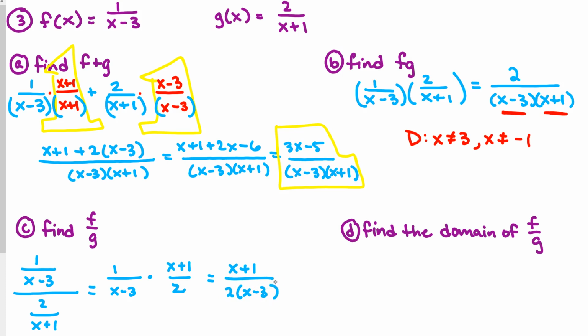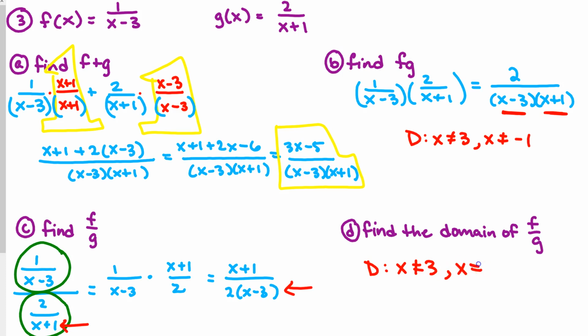Okay, what about the domain of f over g? Well, let's take a look at f over g. If you look at the final answer, it looks like the only thing we need to worry about is x equals 3. So we should say x is not equal to 3, because that would make the denominator 0. However, with this kind of problem, knowing that you started with two different fractions, we have to look back at the beginning before we simplified and ask ourselves, is there anything else that wouldn't work? Is there anything else that would make a denominator 0? So look at this one. If x was negative 1, the denominator of that part would be 0, so we have to exclude that as well.